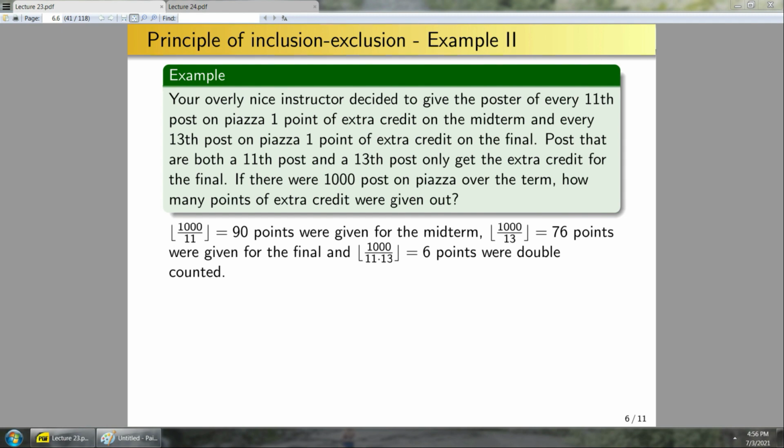So thus, by the principle of inclusion-exclusion, I have to subtract these out from my sum of the points from the midterm and the final. And thus, I get 90 plus 76 minus 6, or 160 points given out in total.